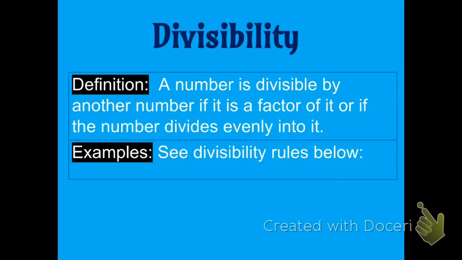So, the definition: a number is divisible by another number if it's a factor of it, or the definition of divisible is, or a factor is, the number divides evenly into it. That's really what we're looking for. So this is helpful. Let's say you were trying to decide if 2 would divide into 534. Well, it would be easy if you know the rule. How many people already know the rule to decide if 2 goes into 534?